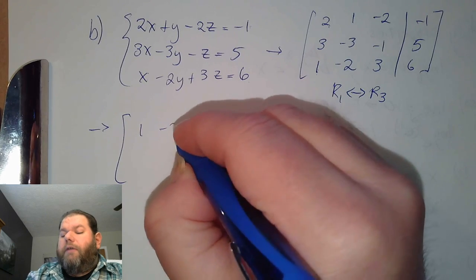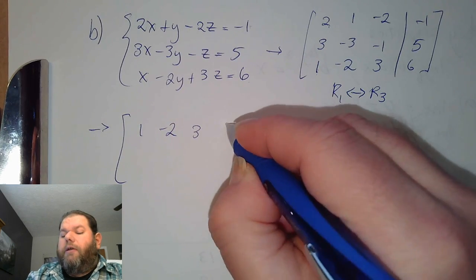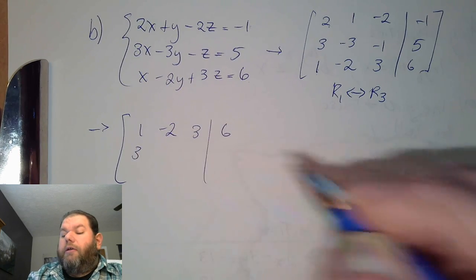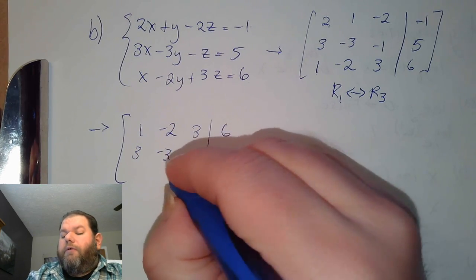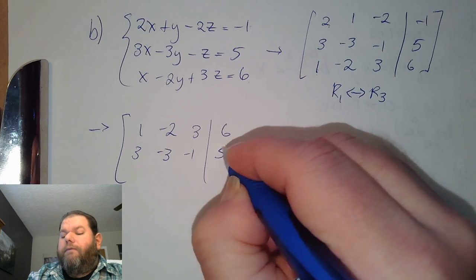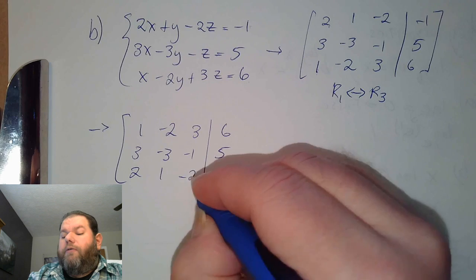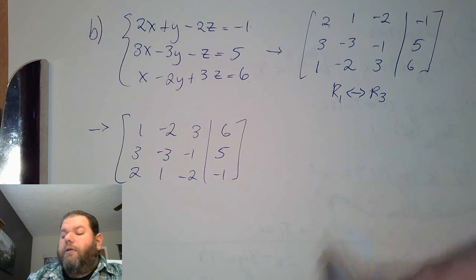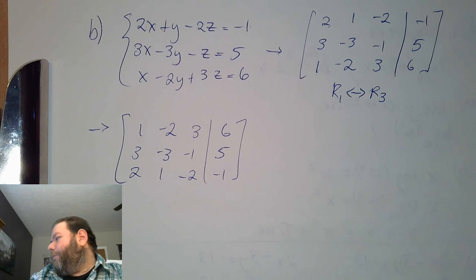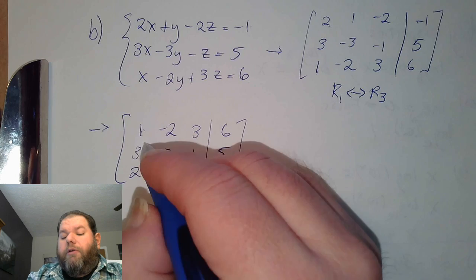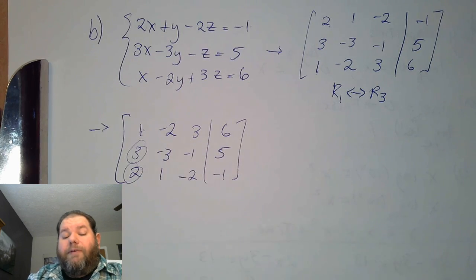We have 1, -2, 3, 6, 3, -3, -1, 5, and then 2, 1, -2, -1. Okay. So it gets our 1 where I want it. Now we want to take both of these and make them 0 using that 1.